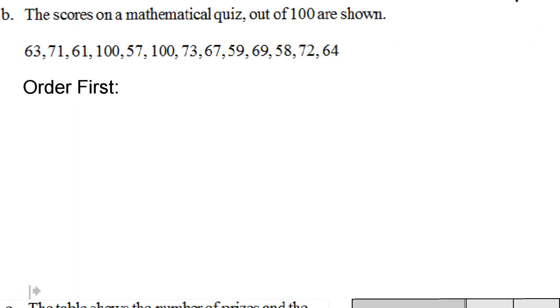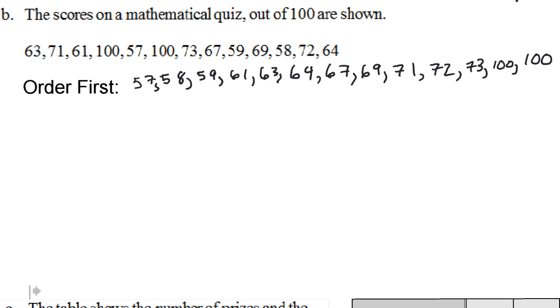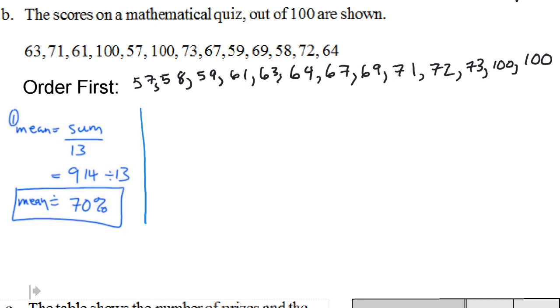So for question B, we're asked to organize mathematical scores on a quiz out of 100. The first thing we got to do is order this list of numbers. And once we've organized all the numbers, we have this. So let's go and calculate the mean, the median, and the mode. The mean is just total them all up, find out how many spots there are. In this case, it's 13. And we divide it by 13. So we end up with 914 divided by 13, which gives us 70%. So let's mark that on our list here.